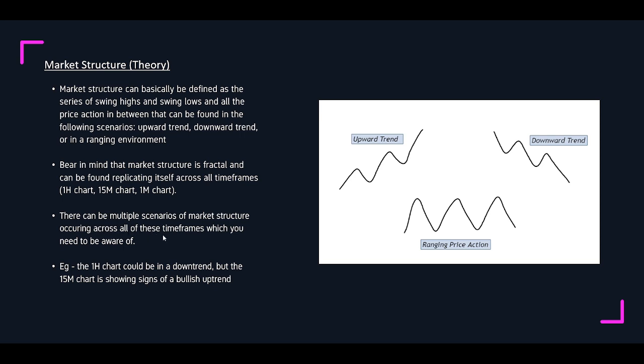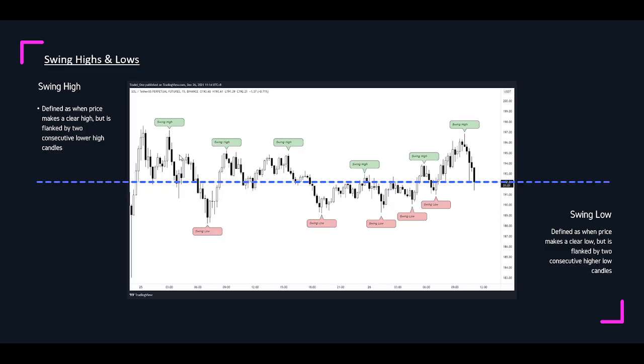There can be multiple scenarios of market structure occurring across all of these time frames, which you need to be aware of. For example, the 1 hour chart could be in a downtrend, but the 15-minute chart is showing signs of a bullish uptrend. Swing highs and lows are the key bits of market structure that we need to be very aware of, because this forms the building blocks for market structure breaks, which we do cover next. A swing high is defined as when price makes a clear high, but is flanked by 2 consecutive lower high candles. If you look here, you can see that there is a swing high in this candle, or this candle, sorry, is the top of the swing.